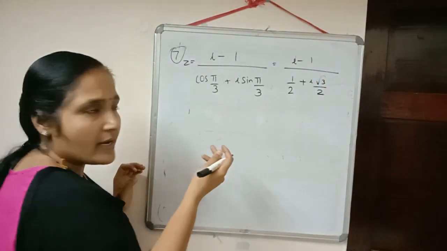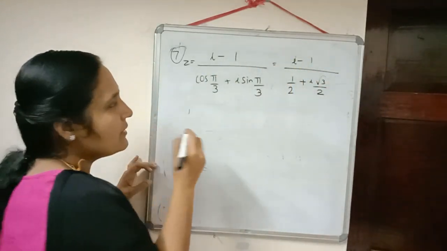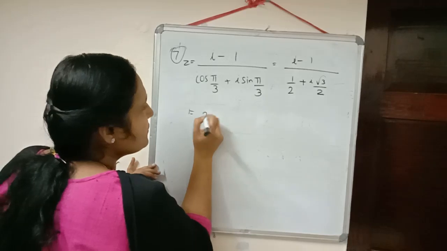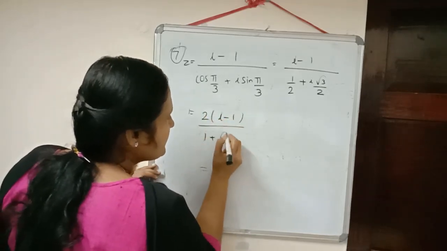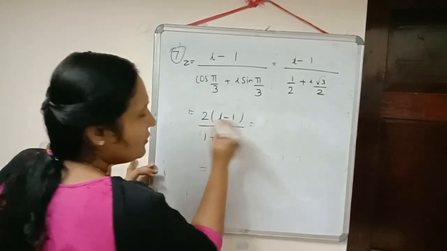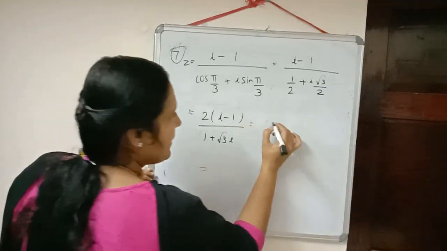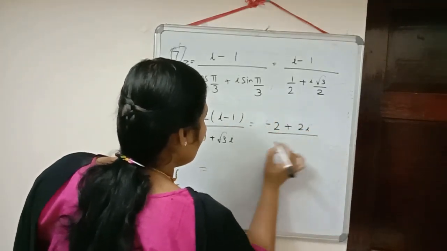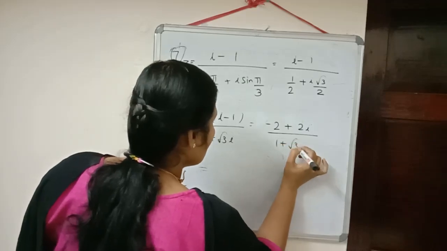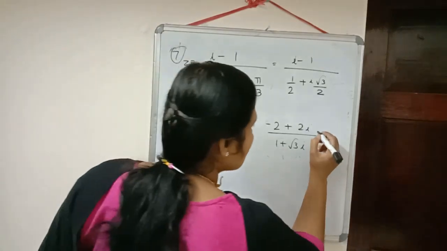Denominators are same, so directly we can add the numerators and this 2 will go to the numerator. So it will be equal to 2 into (i minus 1) by 1 plus root 3 i. If you want, you can multiply 2 inside and write properly. Real part first. So it will be equal to minus 2 plus 2i by 1 plus root 3 i. Now what we will do? Yes, first we have to rationalize it.